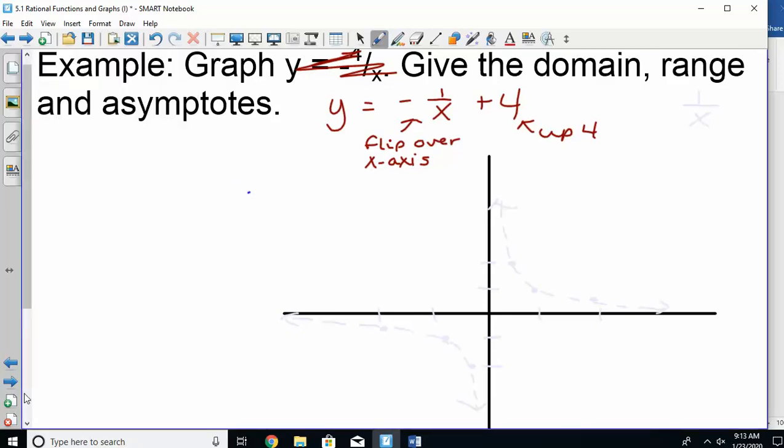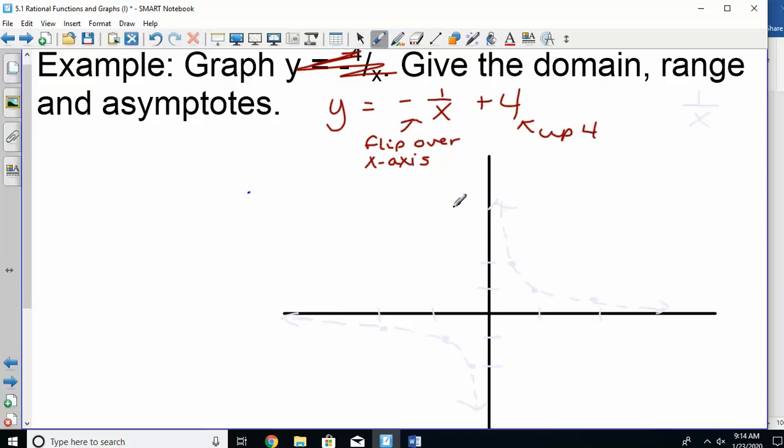Now, if you flip this over the x, what's going to happen? What does it look like if you flip over the x? Yeah. This one's going to be here, and that one's going to be down there. Just going to put them in the opposite places.